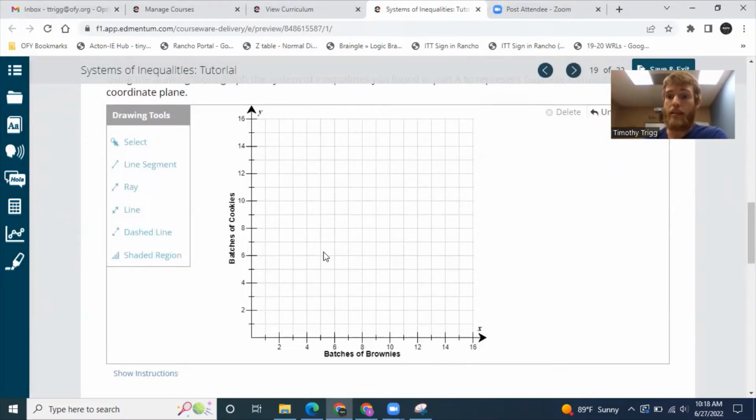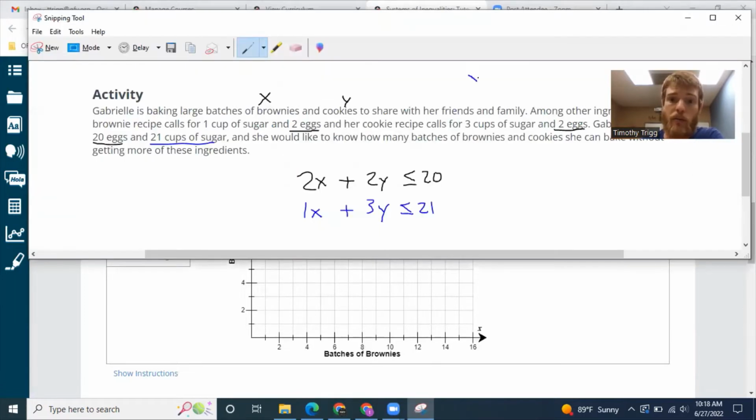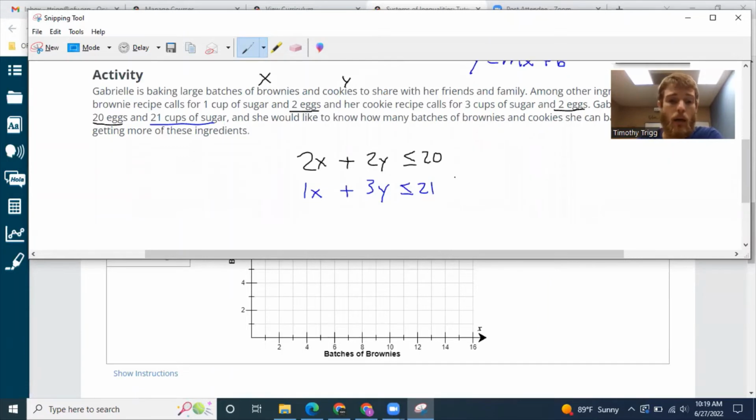Remember, like I said before, let's get both of these inequalities into slope-intercept form. Slope-intercept form, if you don't already know, is y equals mx plus b, where the m is the slope, the rise over run, and the b is the y-intercept, so where the line will cross the y-axis. For both these inequalities, we want to get y by itself.